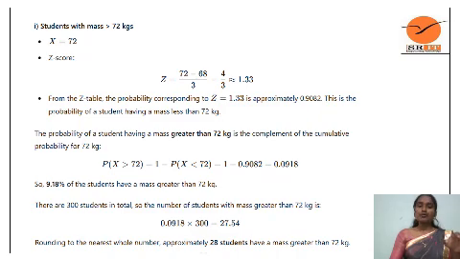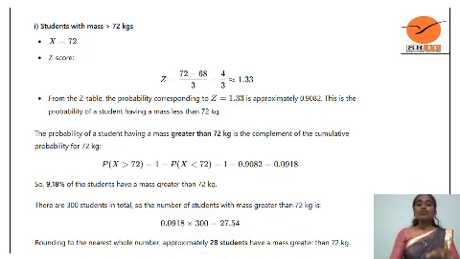But actually we have to find the probability of mass greater than 72. So first we find mass less than 72. Now the probability of x greater than 72 is equal to 1 minus the probability of x less than 72. So 1 minus 0.908, we get 0.0918. To find the percentage of students, we multiply by 100. Then we get 9.18% of the students have mass greater than 72.